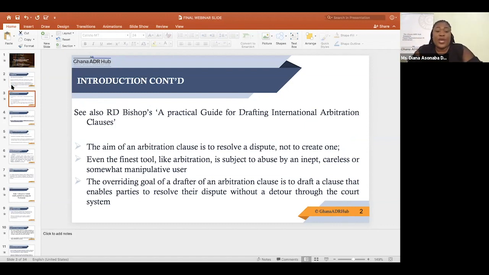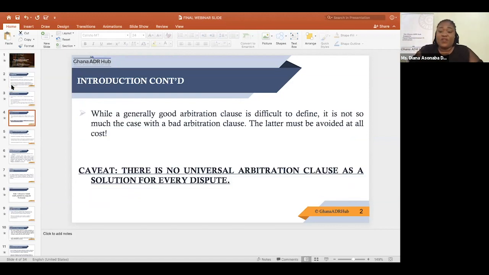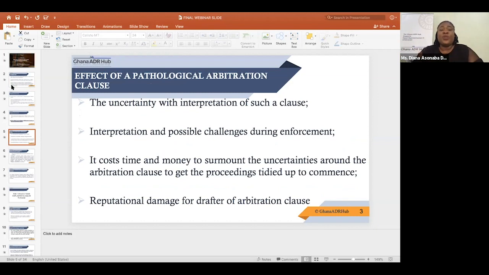So by way of concluding the introduction, the aim of an arbitration clause is to resolve a dispute and not to create one by the very arbitration. Now let's look at what is the effect of a pathological arbitration clause. Why do we, as much as possible, have to avoid pathological clauses? There are various reasons.